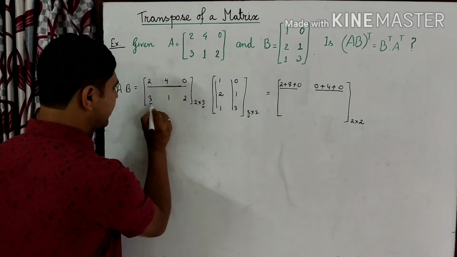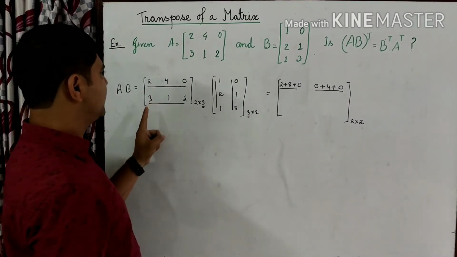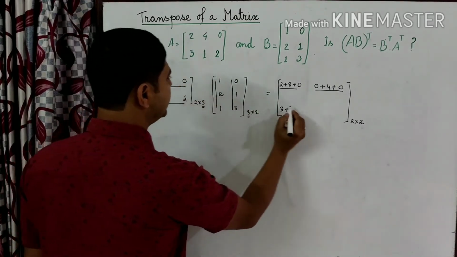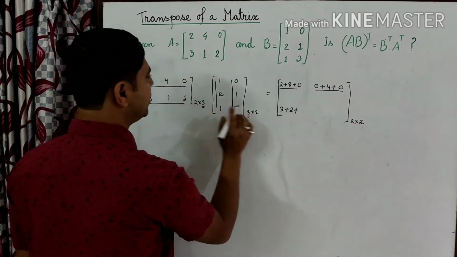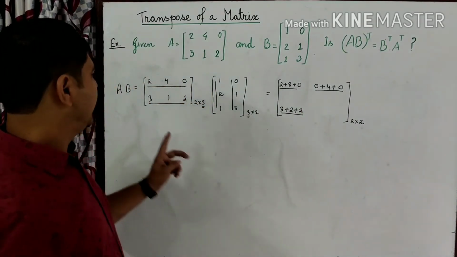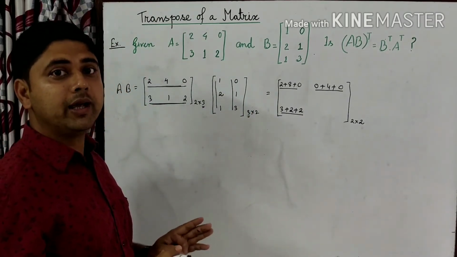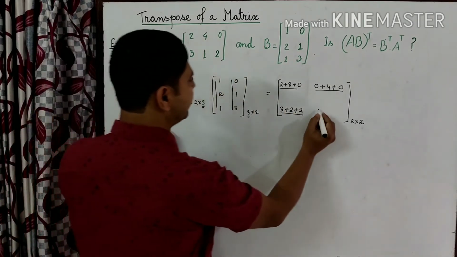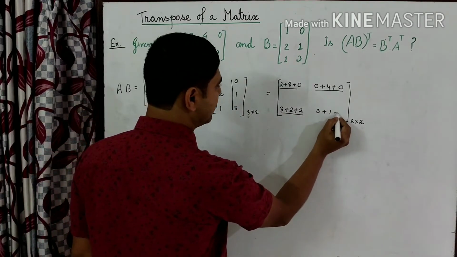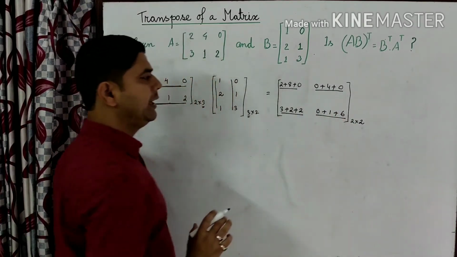Then when you consider the second row with first column, you have the A21 element. Corresponding elements multiplied: 3 into 1 is 3, 1 into 2 is 2, and 2 into 1 is 2. That is the A21 element. Again, when you multiply second row with second column, you have the A22 element: 3 into 0 definitely 0, 1 into 1 is 1, and 2 into 3 is 6. That is the A22 element.